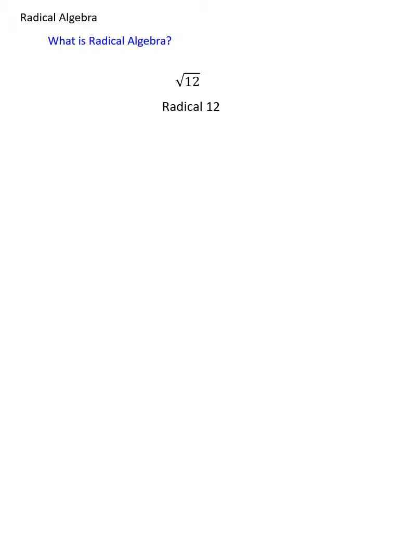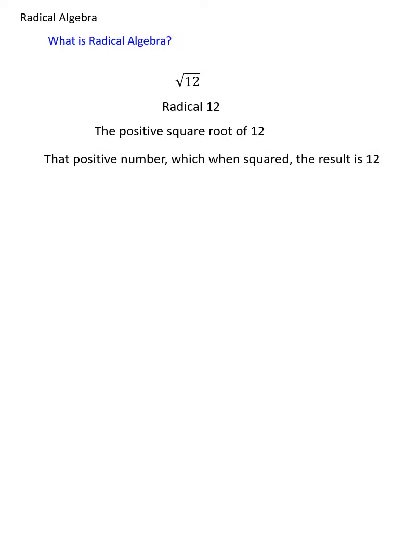Let's consider radical 12. This means, of course, the positive square root of 12, which is the same as to say that positive number, which when squared, the result is 12. Well, how can we square a number and get 12? A lot of students would think it was 6, but of course 6 squared isn't 12.